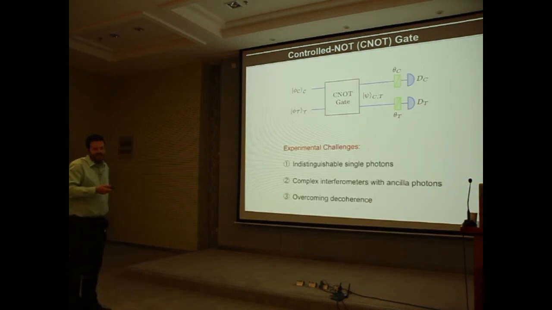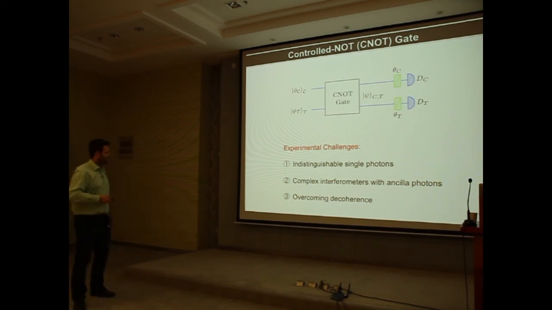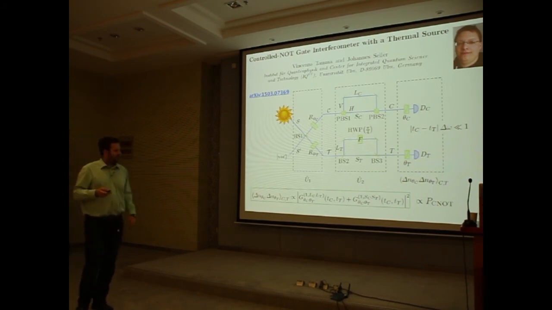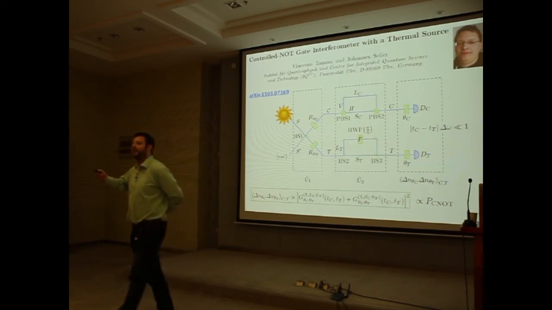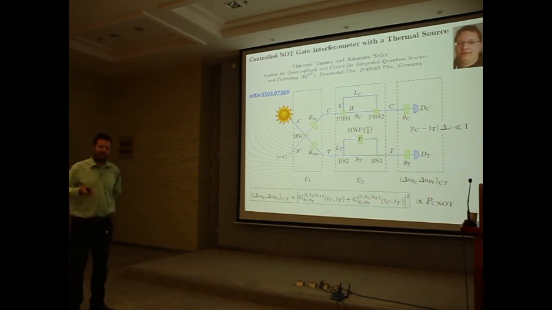We all know that this is a hard gate to produce. There are a lot of challenges. We need to have indistinguishable single photons. We need to have a complex interferometer with ancilla photons. If we follow the KLM approach, we need to overcome decoherence. It's a lot of open questions. So what we were interested in is to see, in the meantime, while all of this is achieved, why don't we look at the case in which we can really simulate a CNOT gate, but now using a source that is for us for free, again, a thermal source.